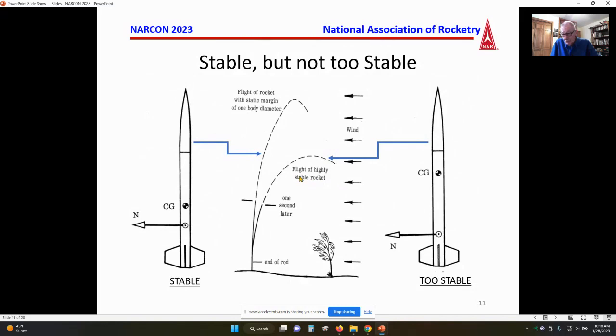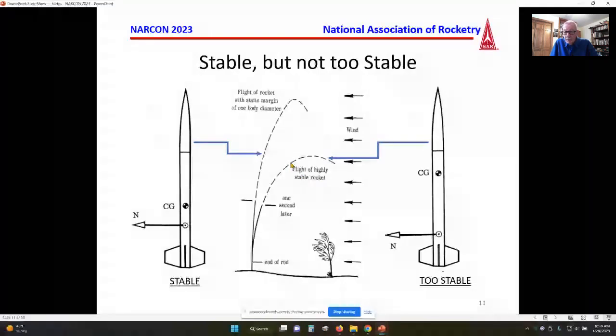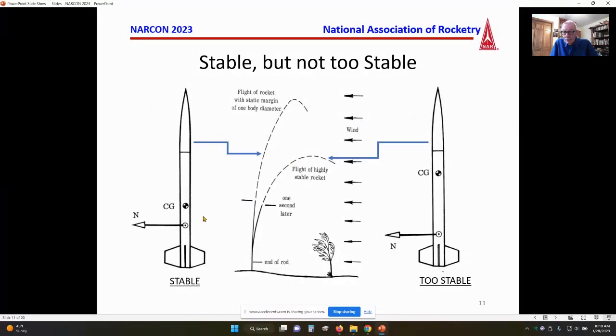Now, you want to be stable. You don't want to be flying a rocket that's unstable, but you don't want it to be too stable. Again, this is a performance point. The stability of a rocket that is flying in a windy condition is what usually induces an angle of attack in the rocket. Other things, of course, are that you might have a misalignment of some kind in your rocket, but mostly it's caused by wind.